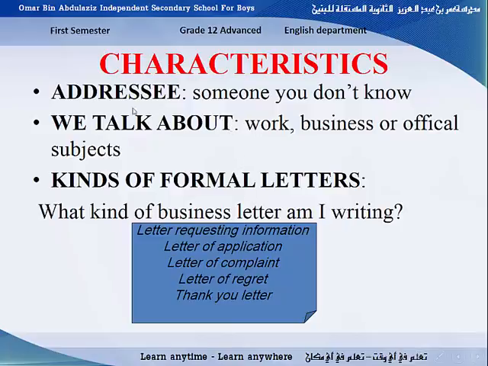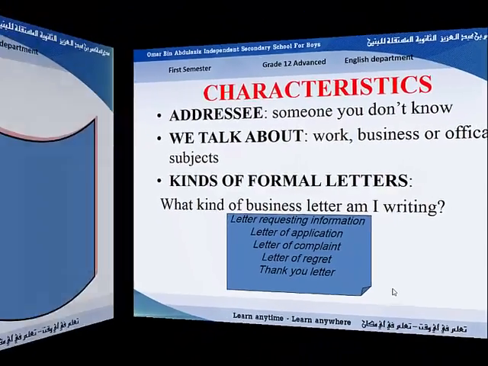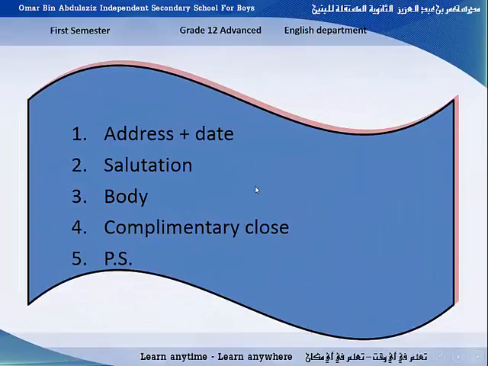Characteristics. The addressee is someone you don't know. We talk about work, business, or official matters. What kind of business letter am I writing? Mainly for grade 12 advanced and foundation, we just have the letter requesting information. This is the only letter that you have to write in the exam. So you don't have to talk about a letter of application or a letter of complaint or a letter of regret, only a letter requesting information. So we start with the address and date, salutation, body, complimentary close, and then you end your letter.